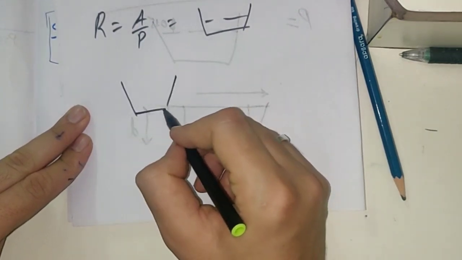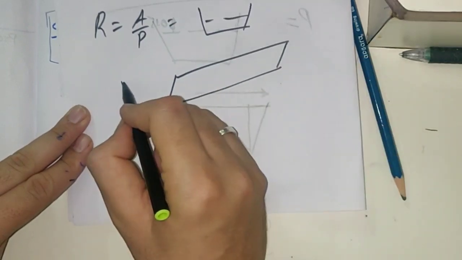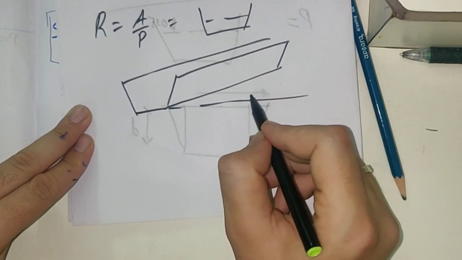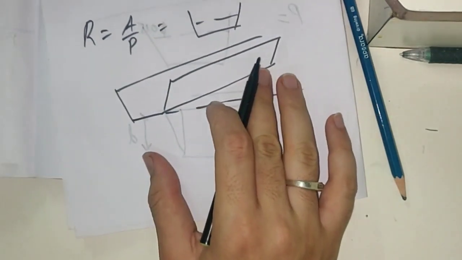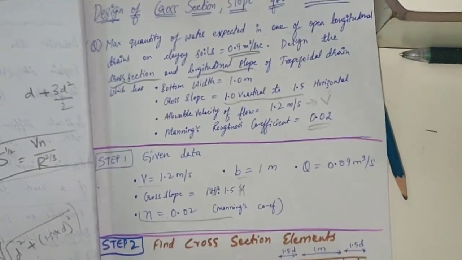Next, the last step is to find out the longitudinal slope. What is the longitudinal slope? It is the slope this way. This is the ground level, and you have to find out the slope. So this is basically the overall steps we have to follow. Okay, coming back to the problem now.